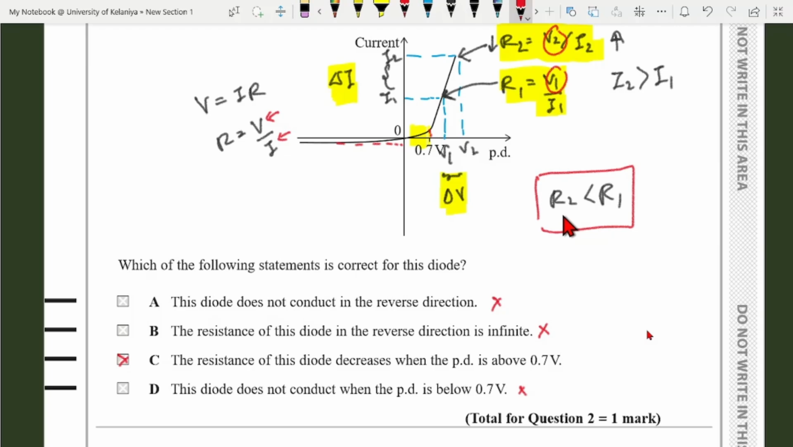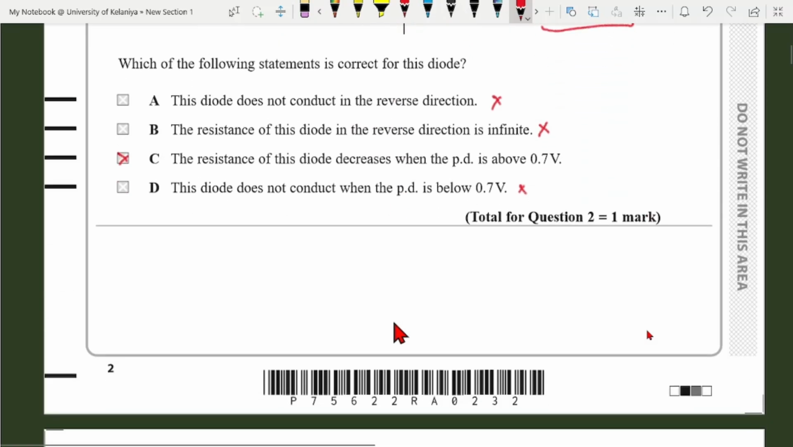A greater... your resistance will decrease even if it is a straight line, right? Don't get confused with it. Keep that in your mind, right?